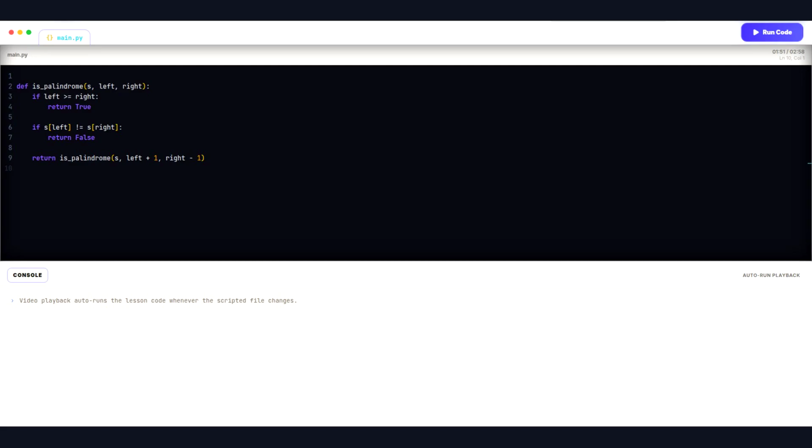Now, let's test it and hit run. There we are. Madam is true, hello is false, and race car is true. Each call checks the outer pair and then dives into the middle until the pointers meet.